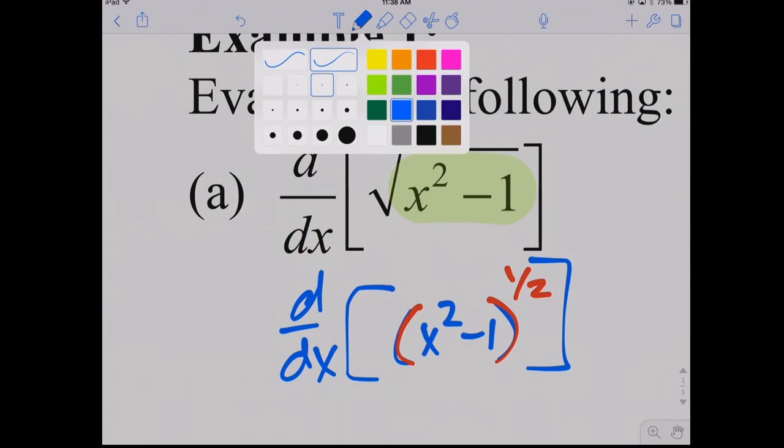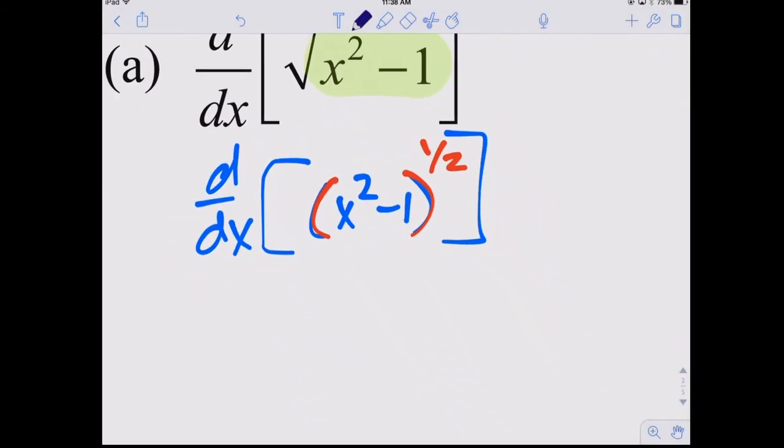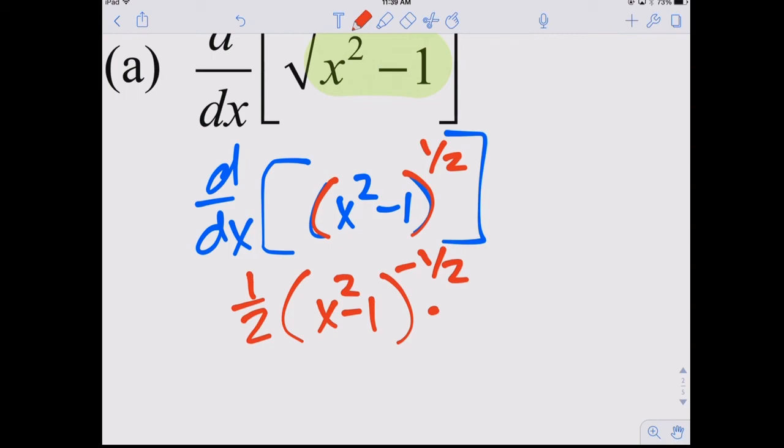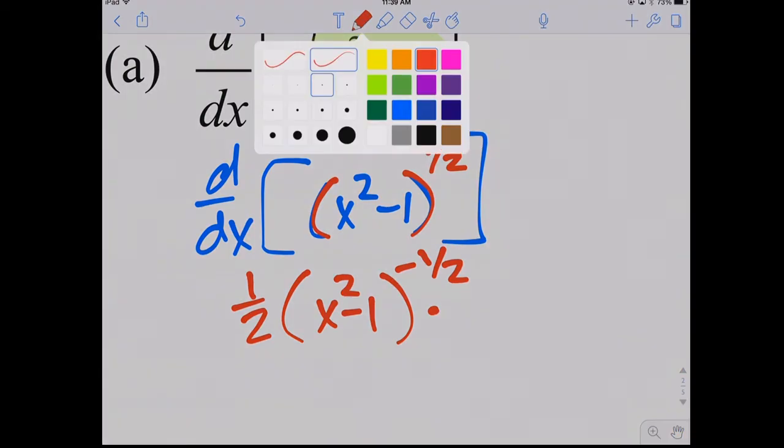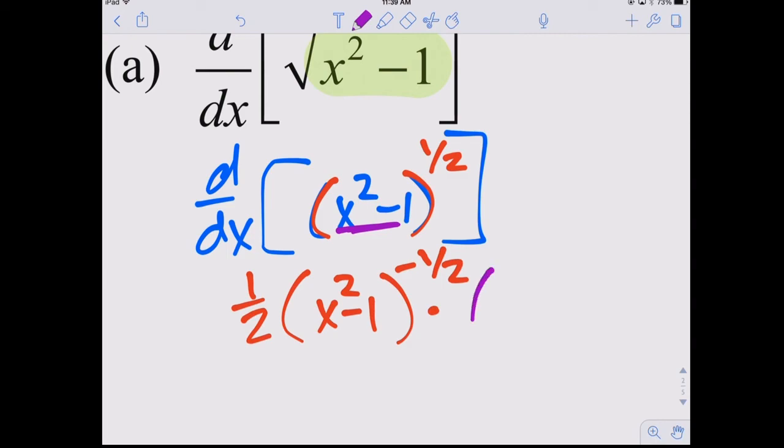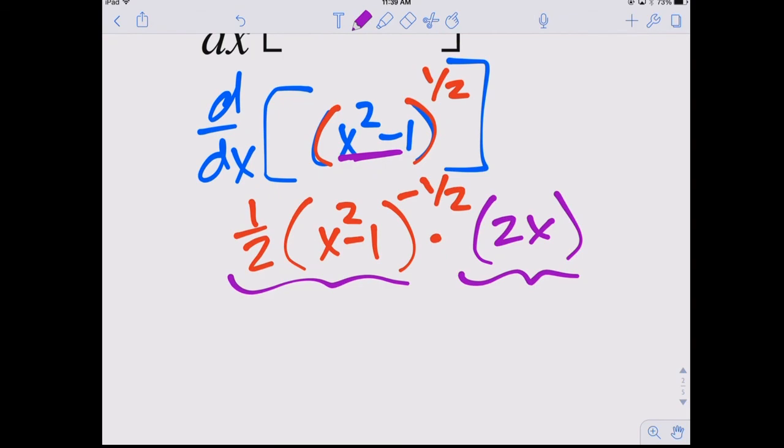We work from the outside in. So what would be the derivative of blob to the 1/2 by the power rule? 1/2 blob to the negative 1/2. And you just rewrite the blob. It's one layer at a time. Pretend like you don't even see the inside part to differentiate it until you finish the outside layer. Times the derivative of the inside layer. What's the derivative of x squared? 2x. So you have two layers. You have two factors. And now if you simplify, your 2 times 1/2 becomes 1. You're left with x over the square root of x squared minus 1.